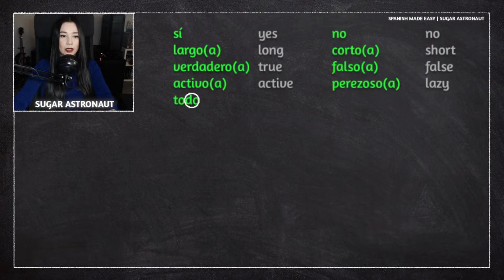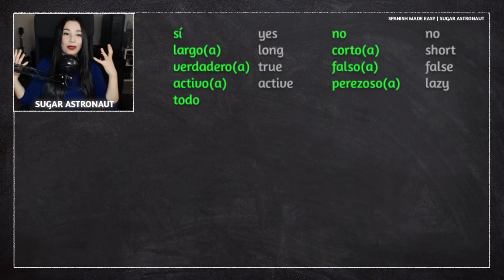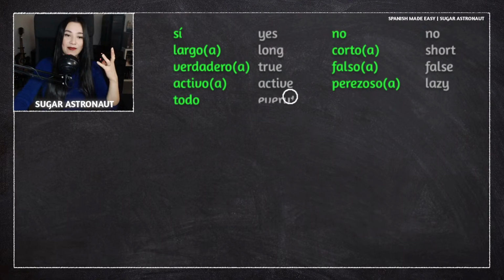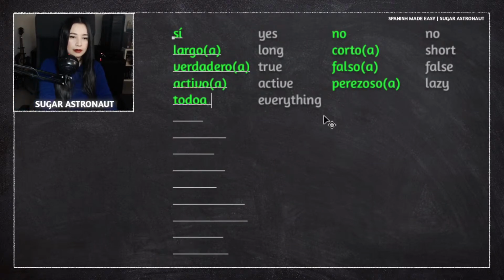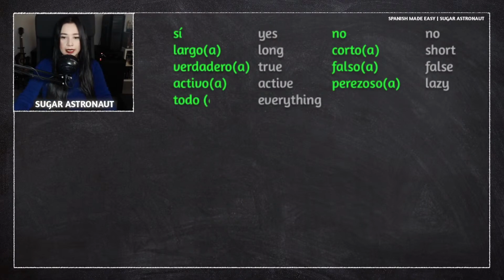The next one. Todo. Todo means everything. Okay. I like this word because it's short. Todo means everything or all. It can also have a feminine, toda. So it can also be toda. Toda means the same thing, but feminine, right? Todo, toda.